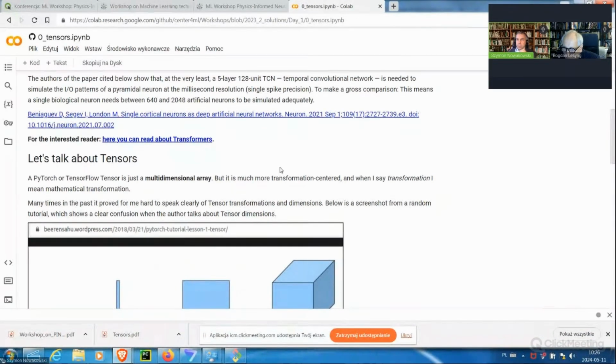So let's talk about tensors. Tensors are the very basic objects in artificial neural networks, and they are basically just multidimensional arrays. But for a long time I was not a fan of this word tensors, because I come from computer science, and for me, for a long time, like let's say 5 years ago, tensors were just multidimensional arrays, and I didn't see any sense in calling them tensors.